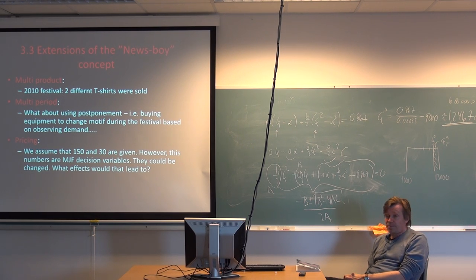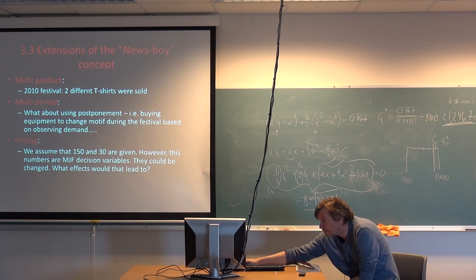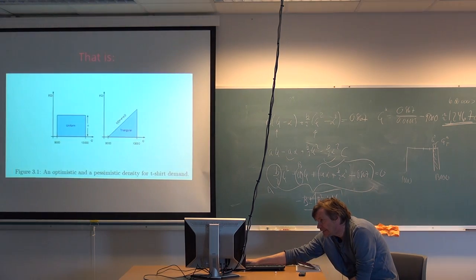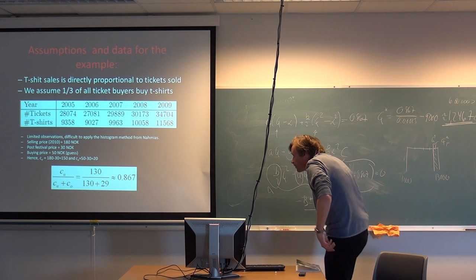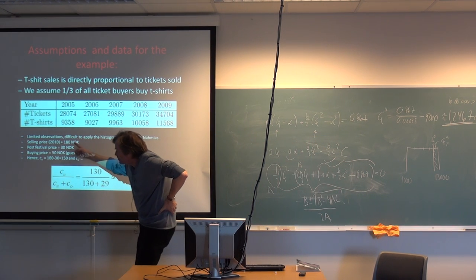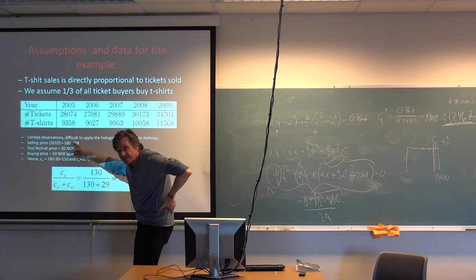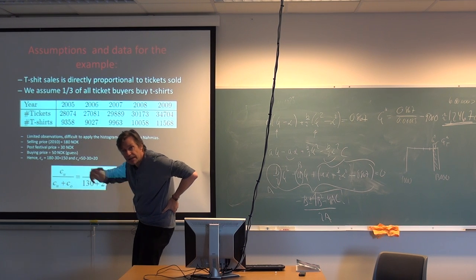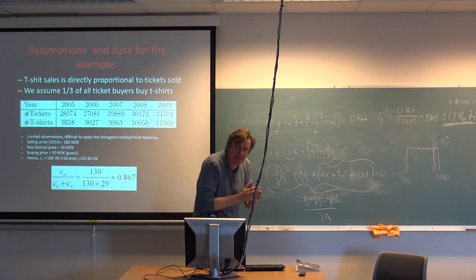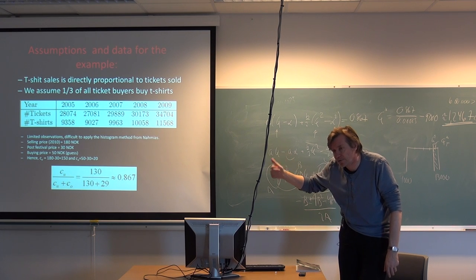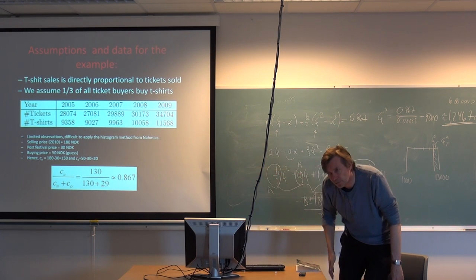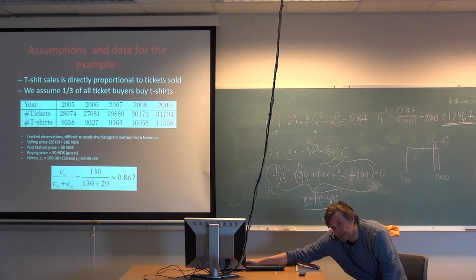Finally, there is another problem here, and that is, if you remember, when we started out here, there are two numbers here which are under the control of the festival, isn't it? This number can be decided by the jazz festival. This number can also be decided. We take these numbers as parameters in this model, but of course they can be variables. And if you really want to maximize your profit here, you should open up for making these numbers, as well as this ordering quantity, a decision variable of the model. So that means introducing pricing into the model.